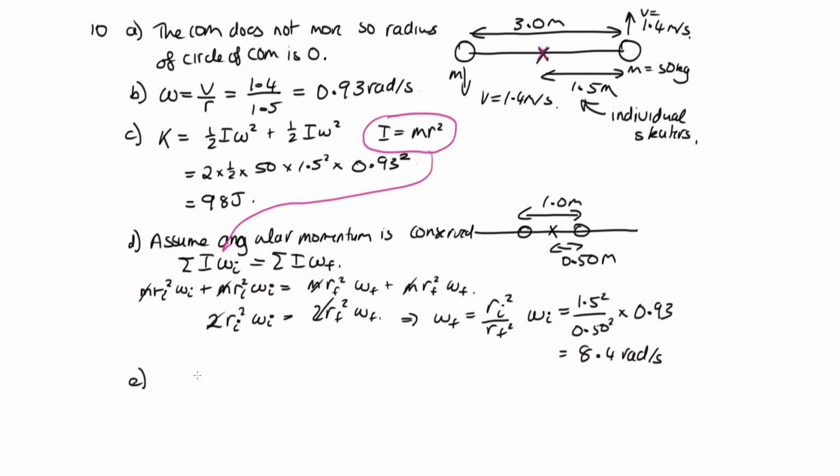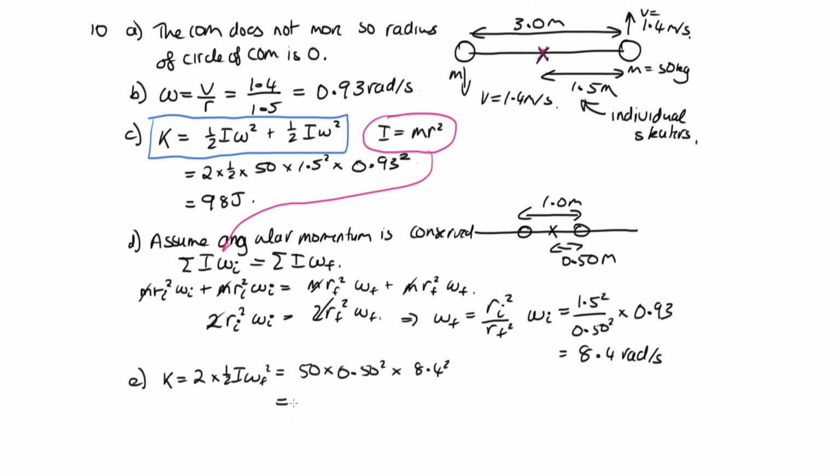Now part E asks us for the kinetic energy of the system, so we're just going to do what we did up here in part C. The kinetic energy is equal to 2 times a half I omega final squared. So this is equal to I, which is mr squared, so 50 times the radius squared, which is now 0.50 squared, times omega final squared, which is 8.4 squared. Solving that, we end up with, to two significant figures, 880 joules.